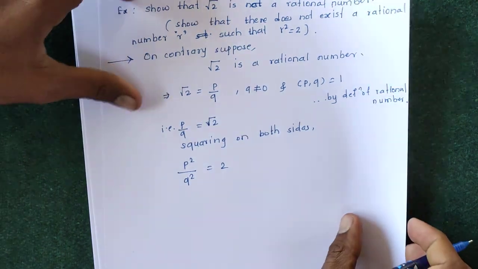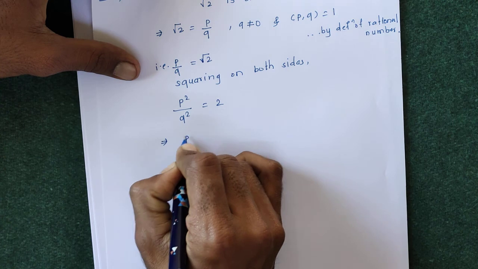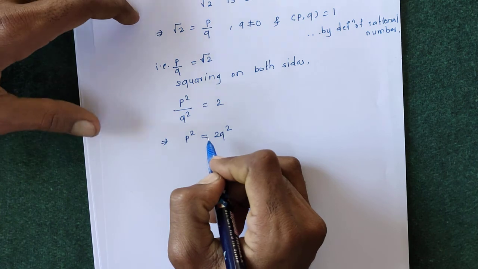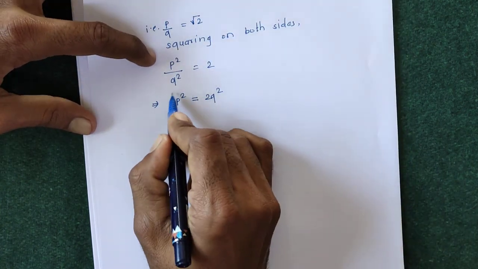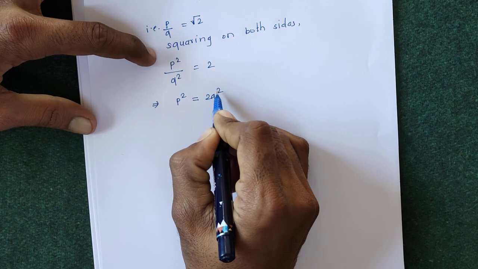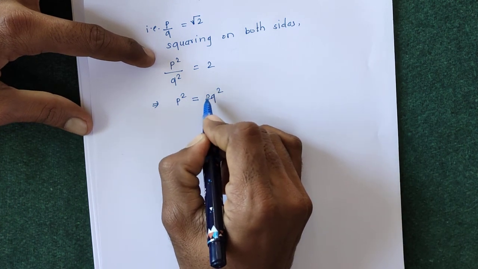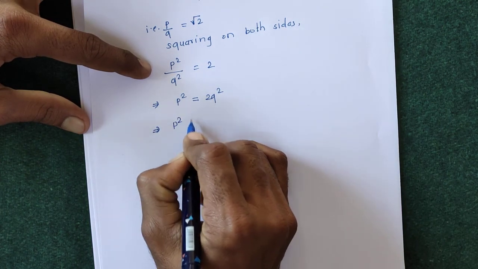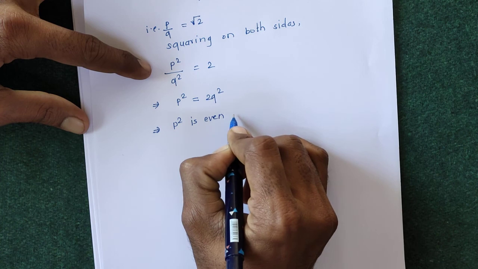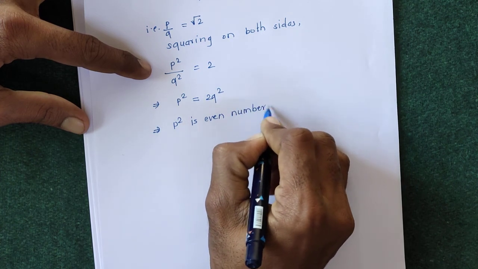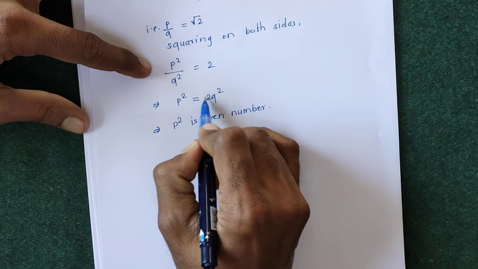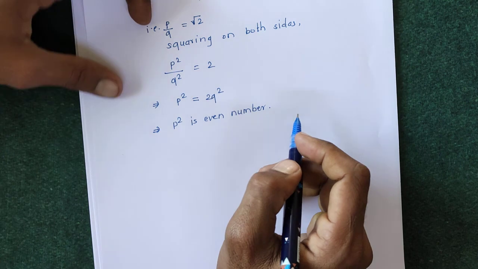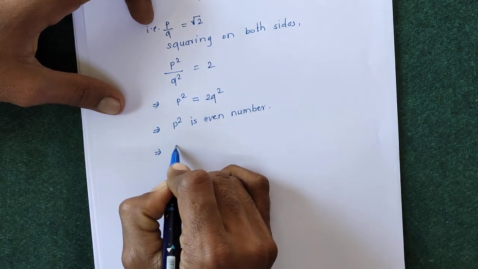So you can rearrange this equation as p square is equal to 2q square, multiplying both sides by q square. This p square is of the form 2 into some integer, since q is an integer, so p square is of the form 2 into another integer, 2q square. This implies that p square is an even number, because numbers of the form 2k, 2 into some integer, are even numbers. So 2 into q square is an even number, which implies p square is an even number. Now p square being even means p must be an even number.